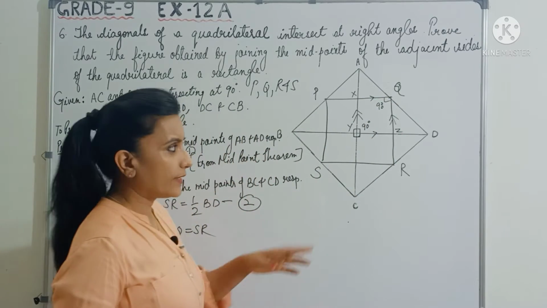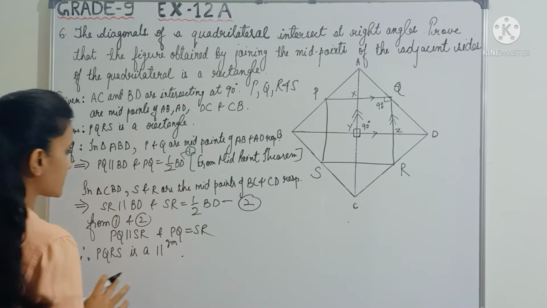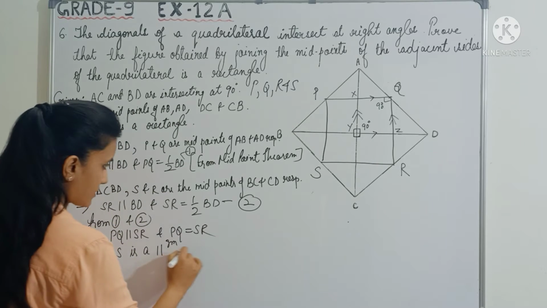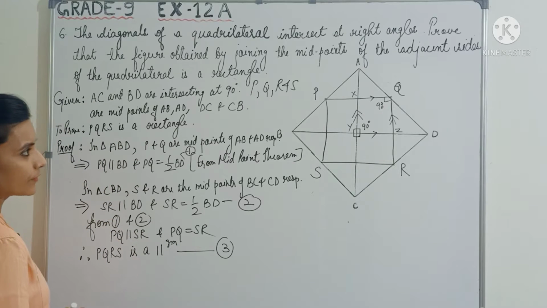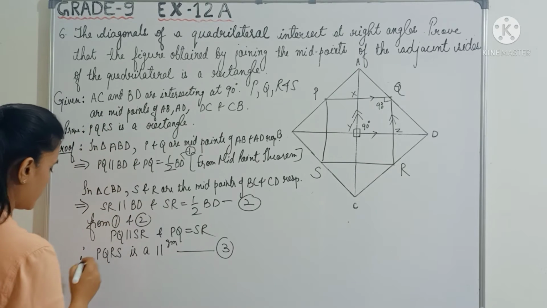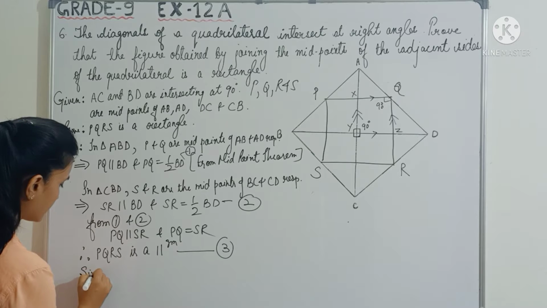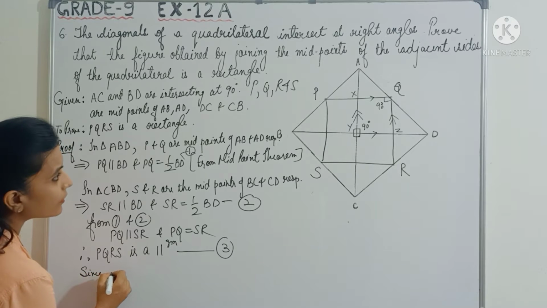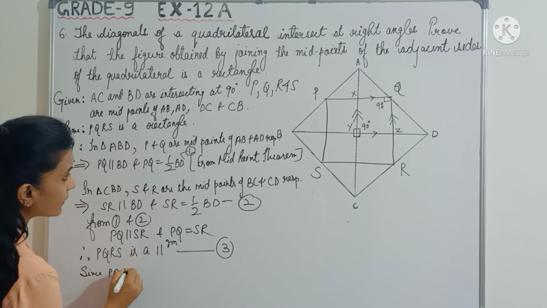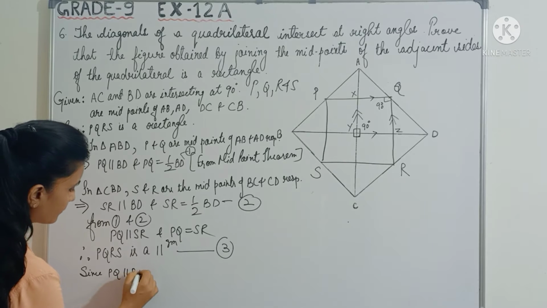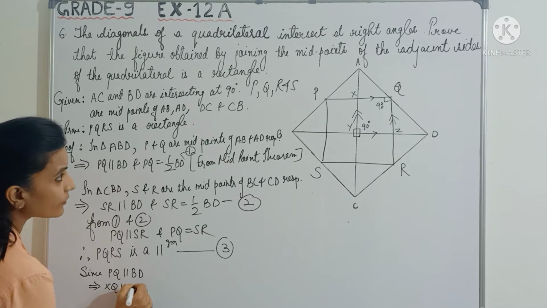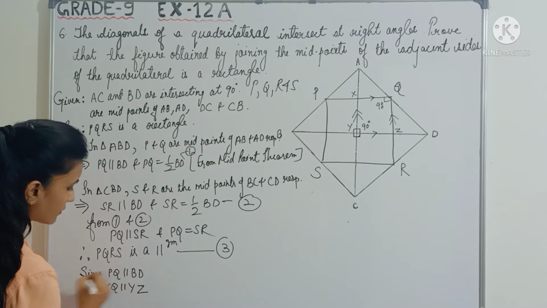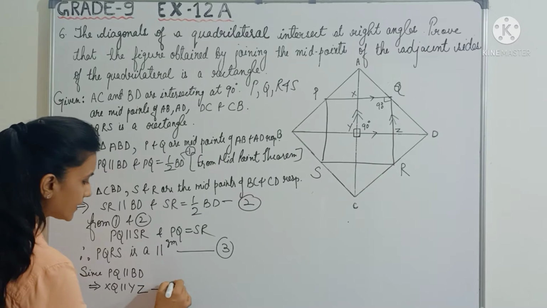Alright. So let's write down whatever we have discussed. Now let's take this as 3 because we have to use this result further. Now you can write down, since PQ is parallel to BD, this implies XQ will be parallel to YZ, right? Let's say this is 4.